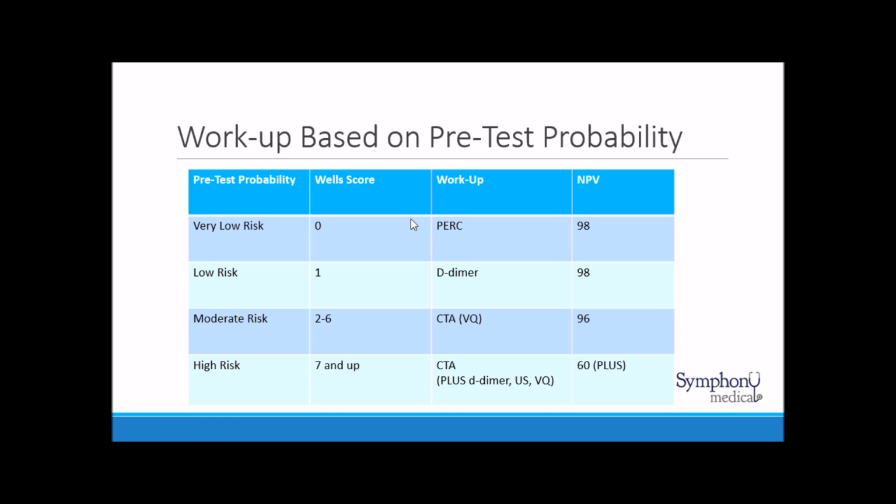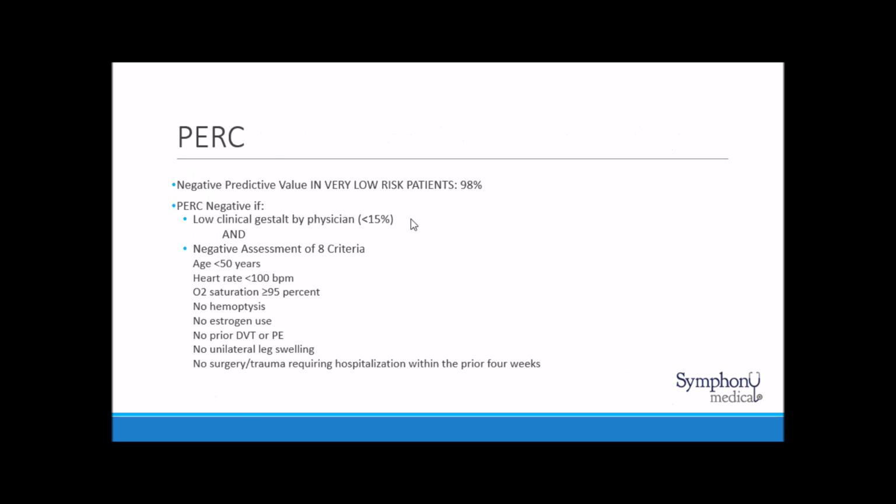And then you can look at this chart, and if you are risk stratifying somebody as very low risk, you can use PERC, okay, which has a really high negative predictive value in that population. If they're low risk, not very low, but low, you can use D-dimer, and that also has a very high negative predictive value in that population. If they're moderate risk, you got to CT or VQ them. CT is usually preferred. And if they're high risk, you definitely need to do CT, but it's probably not good enough because the negative predictive value of a negative CT in a high-risk patient is only 60.